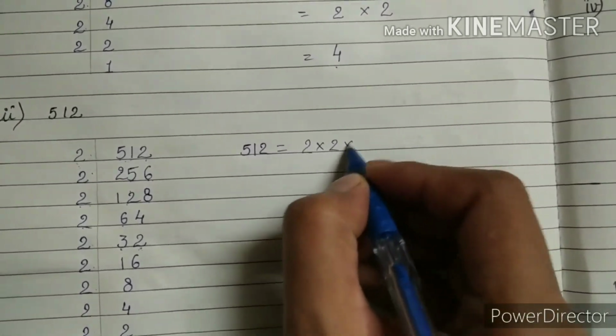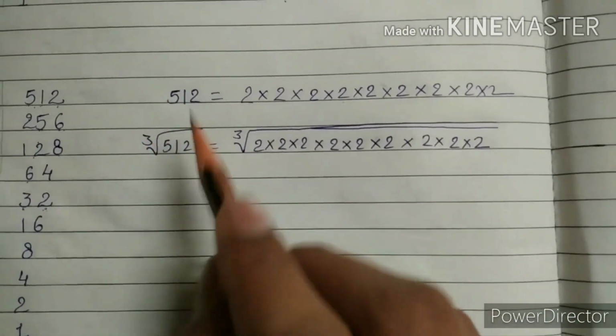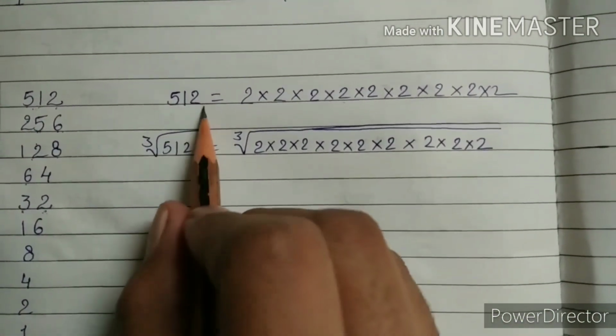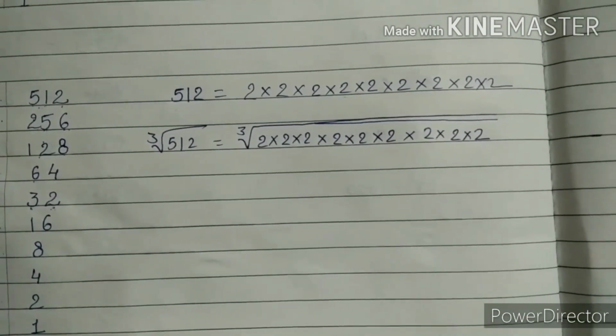9 times 2. So here are the prime factors of 512. We have to find the cube root of 512. That's why both terms are put inside the cube root.